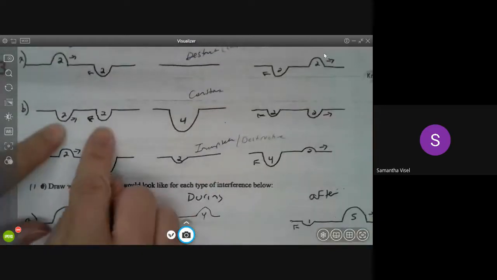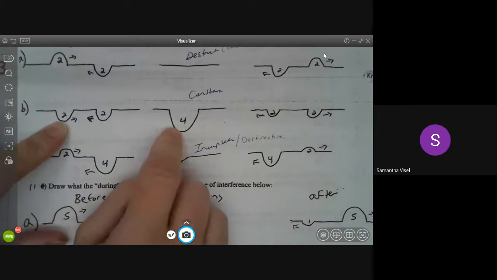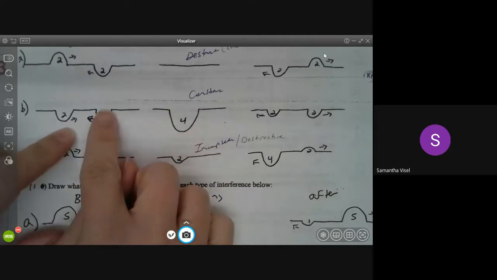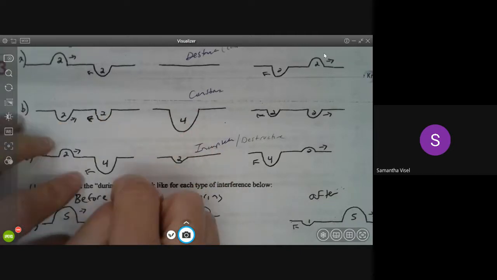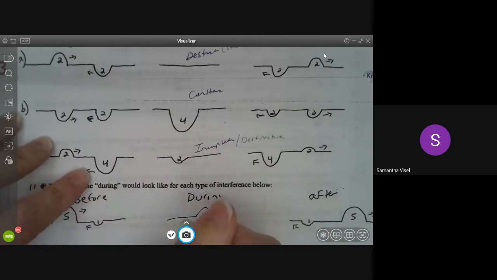B, they're both on the same side. So if they're both on the same side, they're going to build in constructive interference. So even though this is a trough, it's still constructive because they're both on the same side of the mean position. So they build to make 4, and then 2 and 2 afterwards.